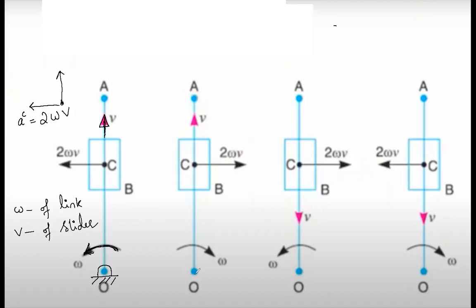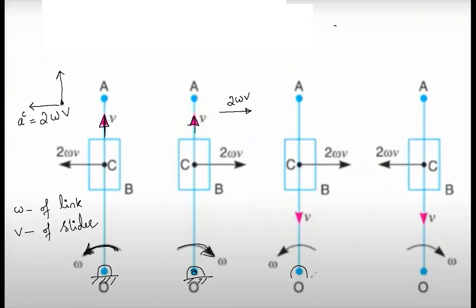Now come to the next link. Assume that at this point O, the link is rotating clockwise and still the slider is moving up. So now what will you do? Take the velocity of the slider and rotate it clockwise, because the link is rotating clockwise. Rotate it clockwise for 90 degrees. Immediately you will see that the Coriolis component of acceleration is in this direction and the magnitude is 2 times omega into V. The same thing goes for the remaining two examples.